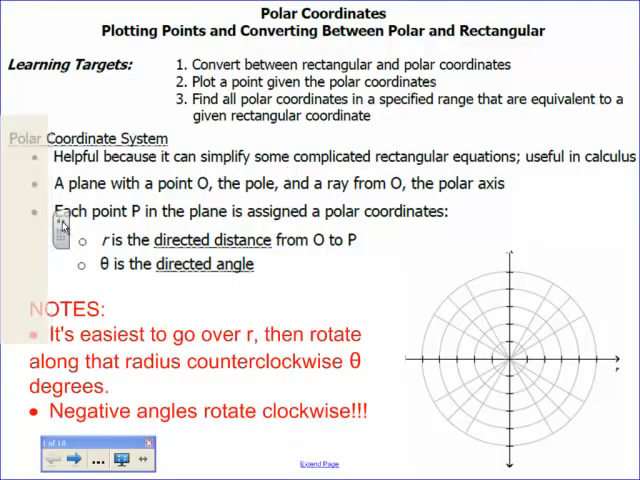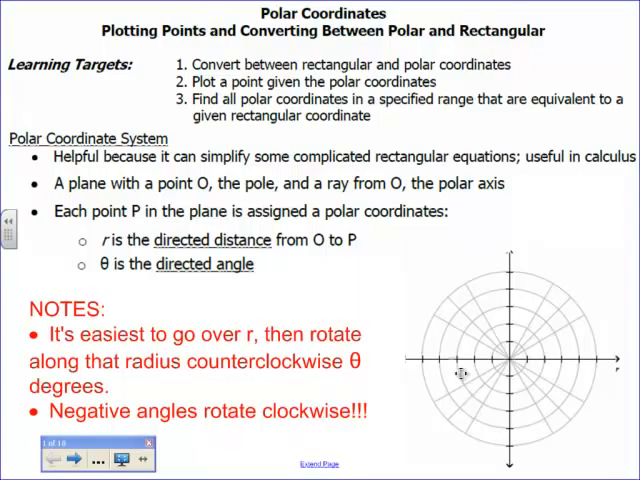Start off with what the polar coordinates even mean, because this is brand new to you. Your whole life you've seen a set of XY coordinates where you are given a point and it has a horizontal distance and a vertical distance. The polar coordinate system is set up differently. It's helpful because it can simplify some of the more complicated rectangular equations. It's useful a lot in calculus, so you will see it again.